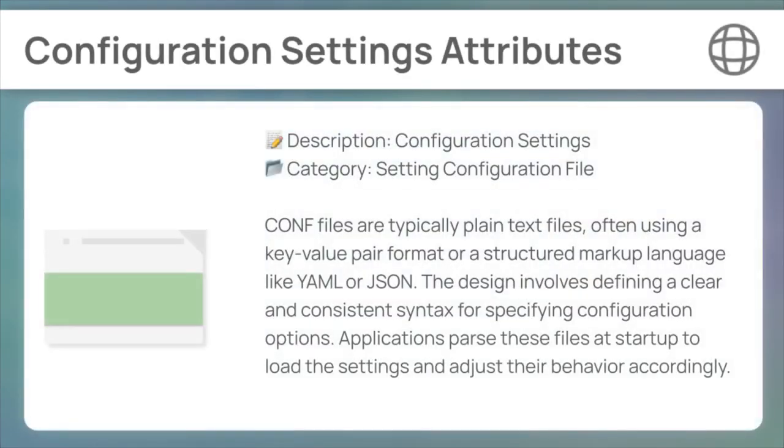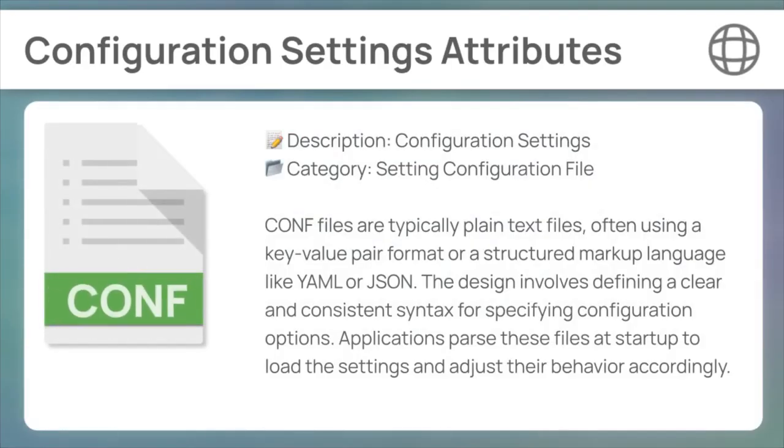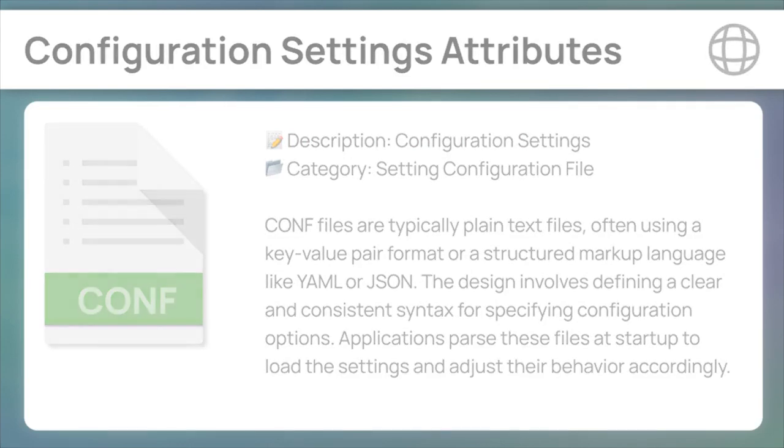CONF files are typically plain text files, often using a key-value pair format or a structured markup language like YAML or JSON. The design involves defining a clear and consistent syntax for specifying configuration options. Applications parse these files at startup to load the settings and adjust their behavior accordingly.